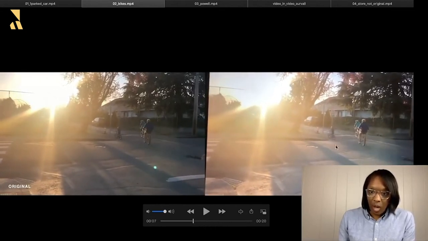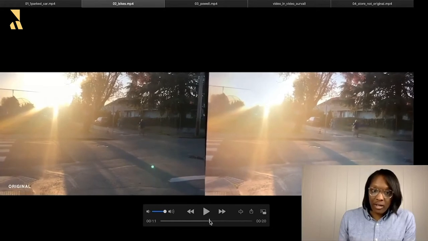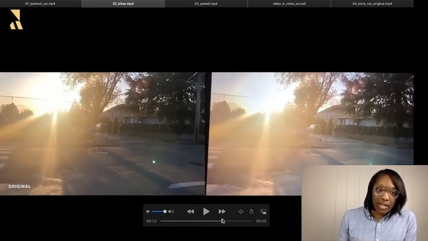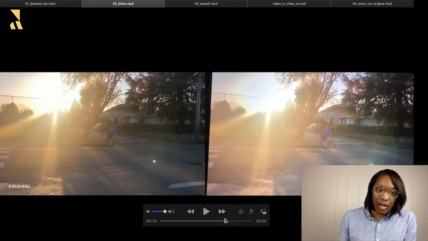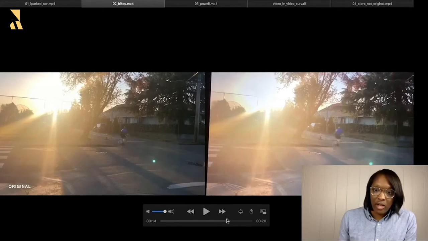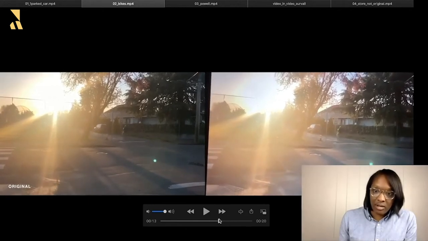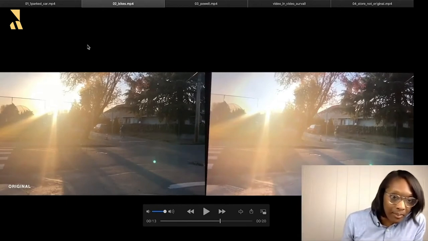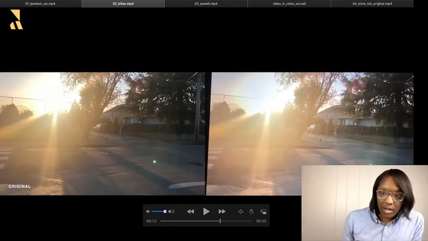If you watch this kid on a bike here, as he goes behind this tree, on the left footage, the original, you can see how far he goes down the street, much further than you can on the right. On the right, he disappears at around this point. You can still kind of see him in this footage here.